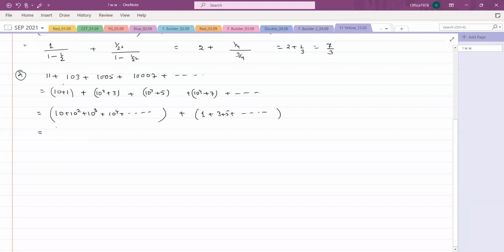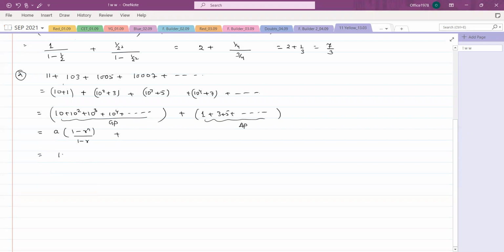Sum of GP is A into 1 minus R raised to N upon 1 minus R. And this is your AP sequence. This is your GP sequence, GP series.